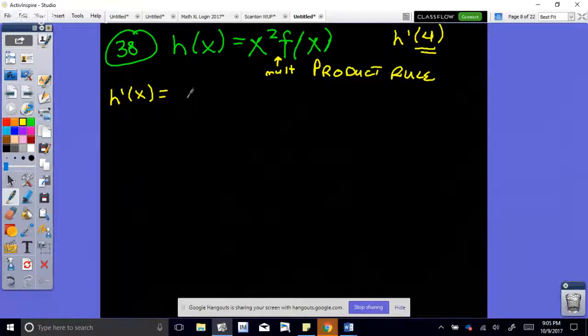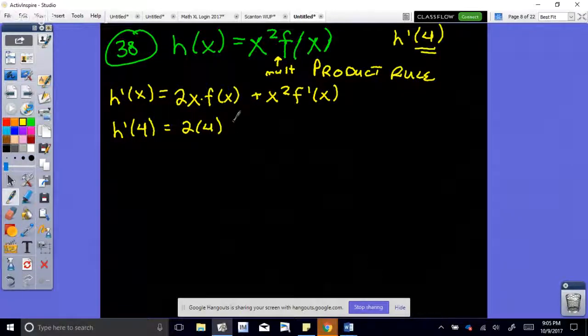Okay, product rule says we're going to take the derivative of the first piece. The derivative of x squared is 2x, times the second piece. Product rule has an addition. So then we're going to leave the first piece the same and take the derivative of the second piece. Okay, so I'm now going to take that and plug in 4. So we have 2 times 4, f of 4, plus 4 to the second times f prime of 4. Our 2 times 4 we know is 8, and 4 squared is 16.